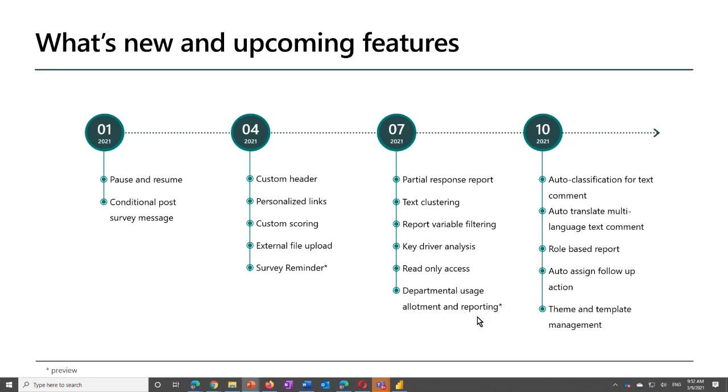The two management aspects, the first one is departmental user allotment and reporting. This is also one of the common asks from our customers. Right now the Customer Voice license model is based on the number of survey responses received. But for a bigger company, sometimes the budget to get this license is coming from a different department.